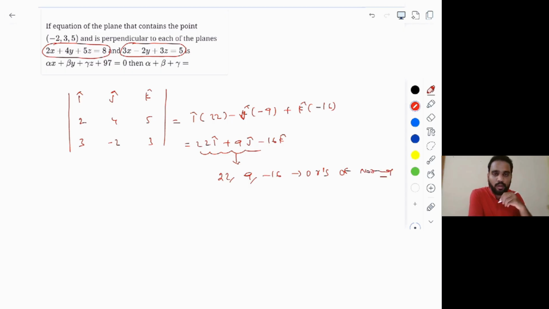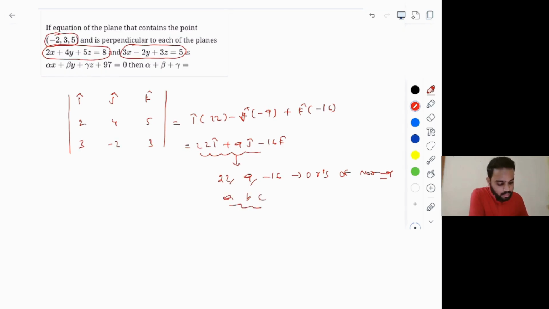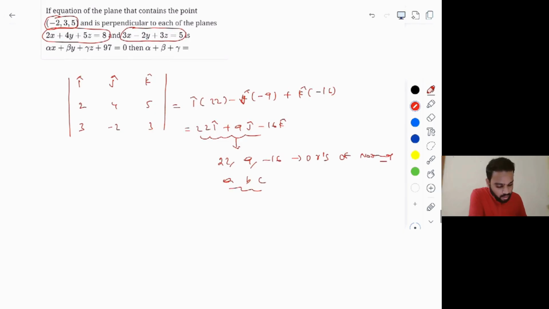Now let's go back to the question. They said that there is a plane which is containing the point. So this is like x1 comma y1 comma z1, and this is like a comma b comma c. So you have a, b, c, you have x1, y1, z1, and what is our first case? a times of x minus x1 plus b times of y minus y1 plus c times of z minus z1 is equal to 0. So put that here and solve the remaining part, which will be 22 into x plus 2, and b value is plus 9, multiplied by y minus 3, plus c value is minus 16, multiplied by z minus 5 is equal to 0.